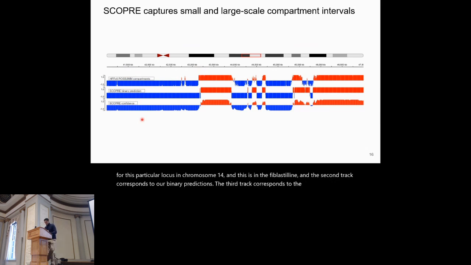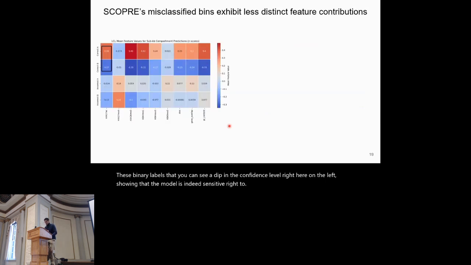And so not only do we capture these large-scale features, we also capture small-scale compartment intervals, like you can see here with this tiny A compartment interval. And even when the model fails to predict these binary labels, you can see a dip in the confidence level right here on the left, showing that the model is indeed sensitive to these compartment switching.